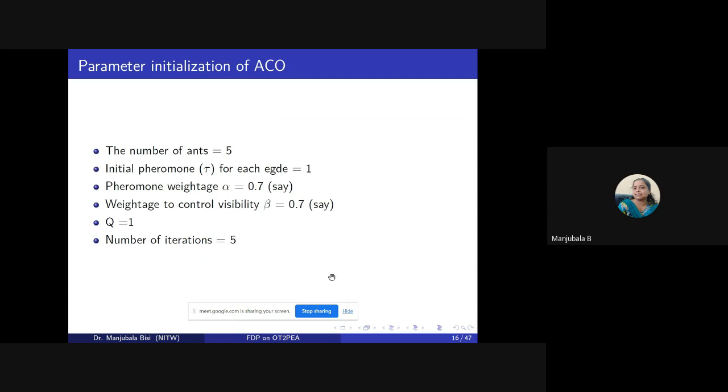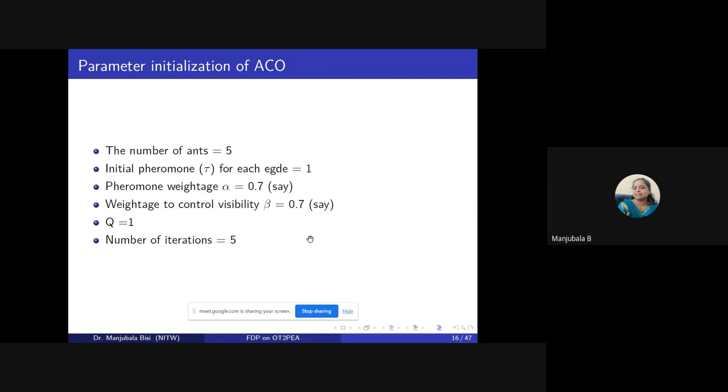Next, you initialize the parameters required for ACO. So the number of ants equals 5 because there are 5 nodes, a 5 city problem. The initial pheromone strength you have to assume, right? What is the initial pheromone on each edge? Assume that is 1, right? So for the pheromone weightage, alpha and beta, I told you alpha is the parameter to control the pheromone strength tau and beta is the parameter to control the visibility, right? So alpha, beta for simplicity 0.7, right? Q equals 1. This Q value is used to determine how much amount of pheromone is going to be deposited by each ant, right? That mathematical formulation depends upon the Q value. So basically Q by tour length, that is Q by Lk, is used to determine how much pheromone you are going to deposit on each edge. And the last is up to how many iterations you have to solve the problem. So these are the parameters you have initialized.